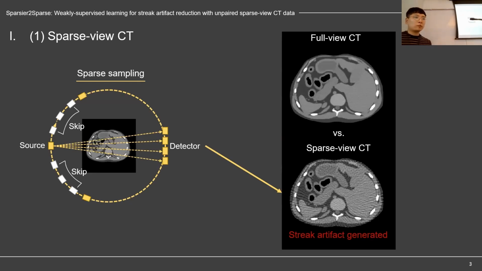First, we need to know about sparse view CT. Sparse view CT decreases the number of projection views during a CT scan to reduce the X-ray radiation dose to the patient. Here we can see a full view and a sparse view CT image. However, the sparse view CT image has streak artifacts due to sparse sampling during the CT scan.